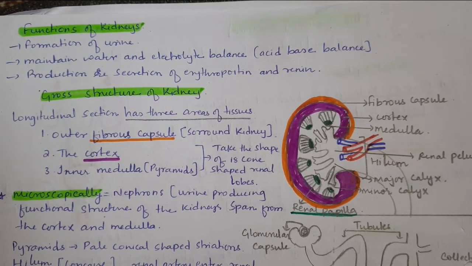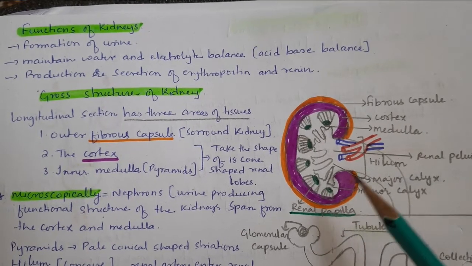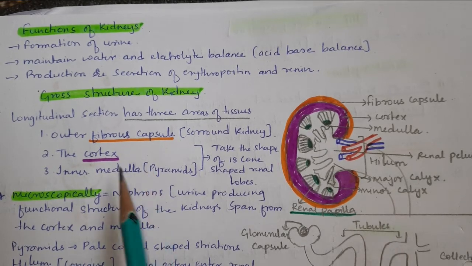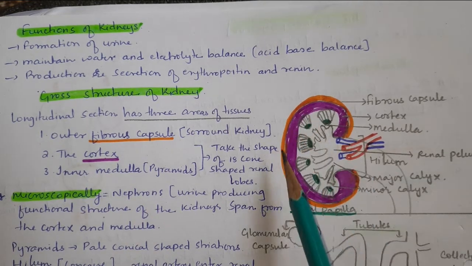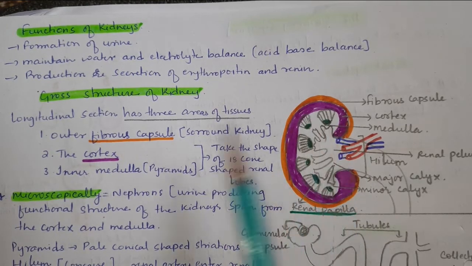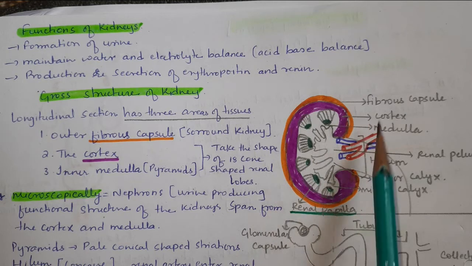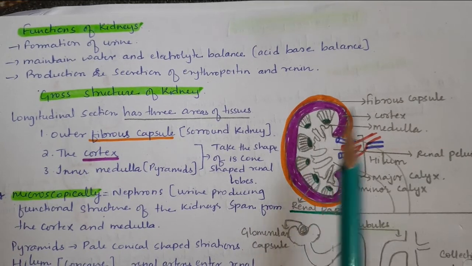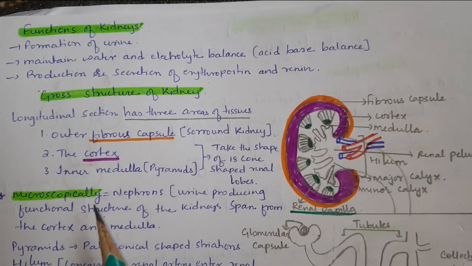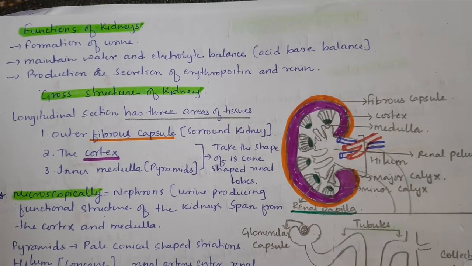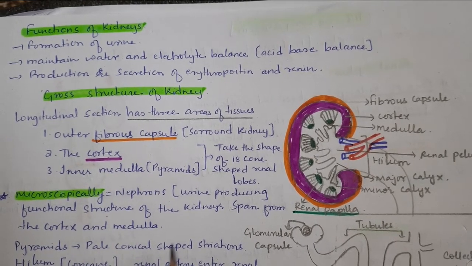So let us see the gross structure of the kidney. In this picture you can see the longitudinal section of the kidney. Kidney has three areas, that is the outer fibrous capsule, the middle one is the cortex, and the inner is the medulla. This orange color indicates the outer fibrous capsule which surrounds the kidney, and the middle one is indicated by this pink color, which is known as the cortex, and the inner one is the medulla. It is shaped as a pyramid, so this one is the medulla. So the kidney has three main areas, that is the outer fibrous capsule, middle cortex, and the inner medulla.